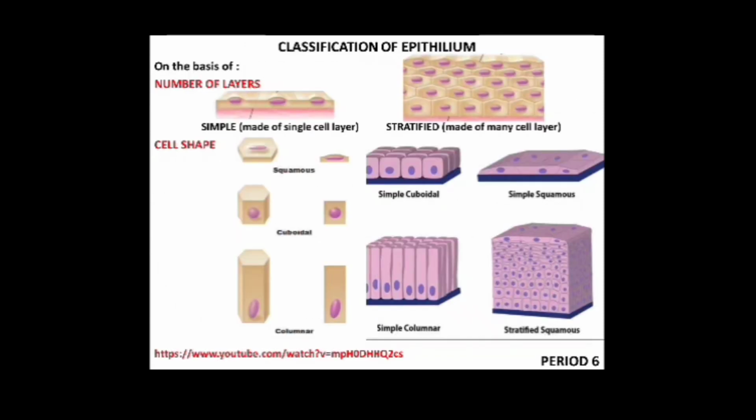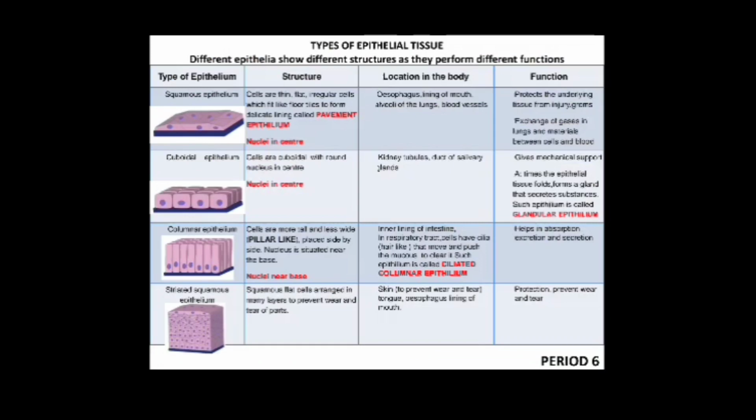So the classification of epithelium. Now on the basis of number of layers, there are two: simple, that is made up of single layer, and stratified, that is made up of many layers. And then on the basis of cell shape, there is squamous, which are having flat cells, tile-like appearance; cuboidal, which are square-shaped cells; and lastly columnar, which are tall and pillar-like cells. So let us see what are the differences between them.